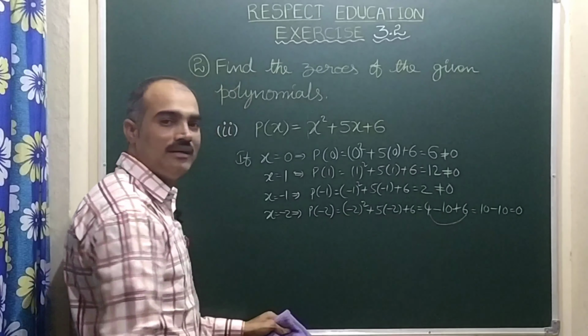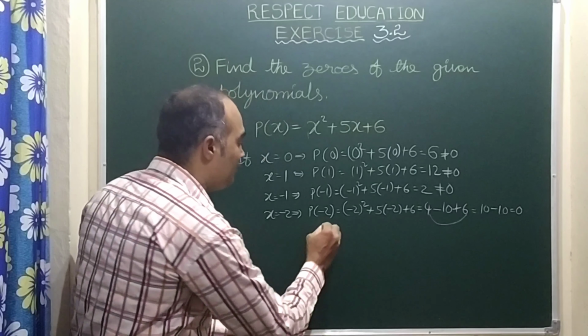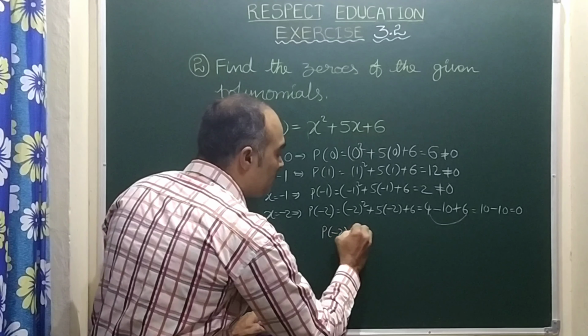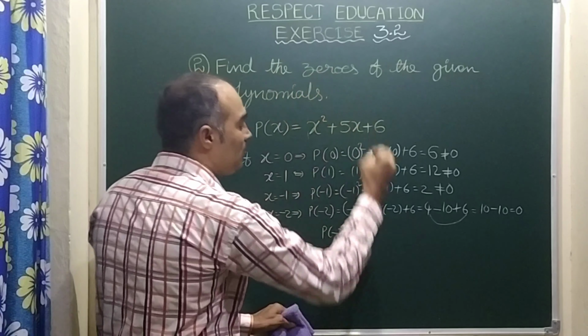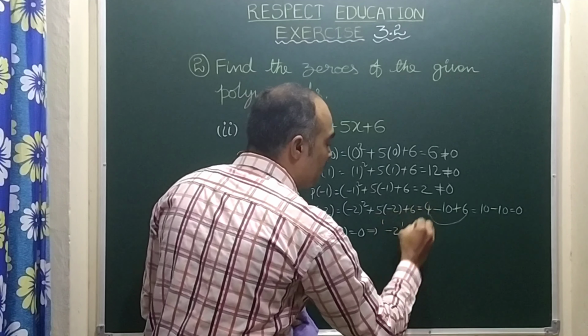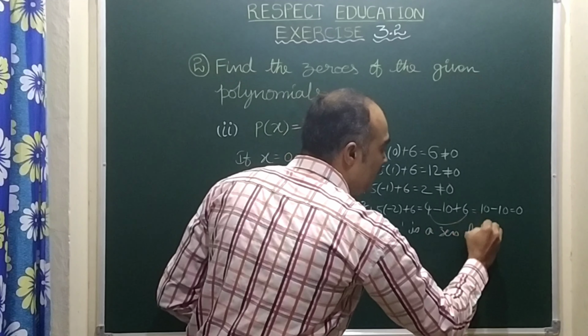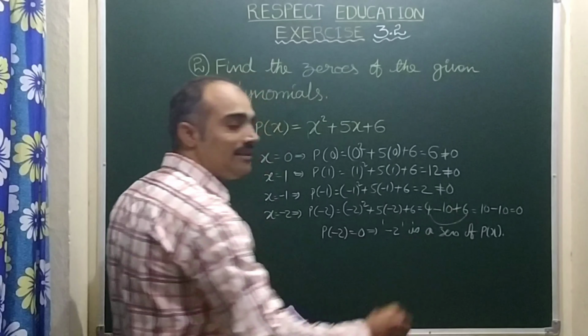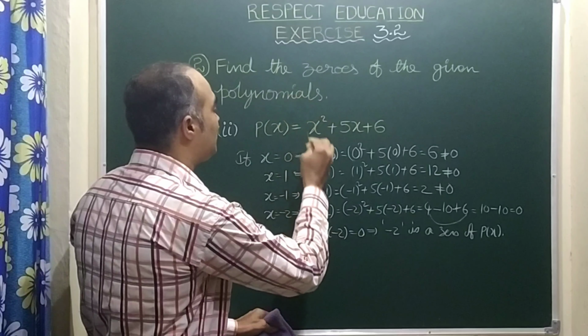Here you catch it, children. P of minus 2 becomes 0, right? P of minus 2 becomes 0. That is the reason we found one 0, that is minus 2 is a 0 of p of x. Here you can think, can we conclude the problem here? You just observe the given question.